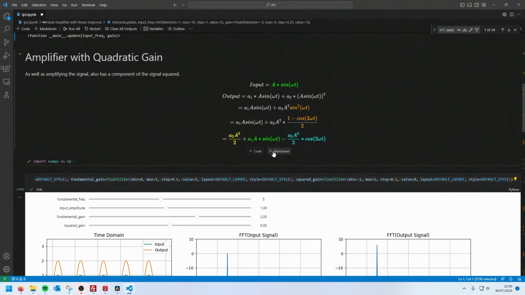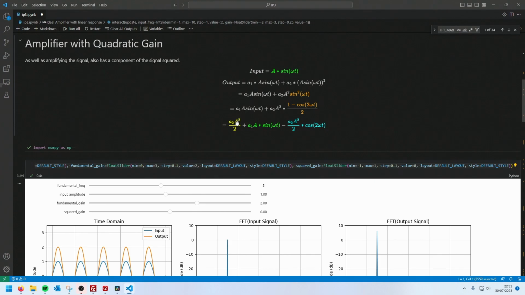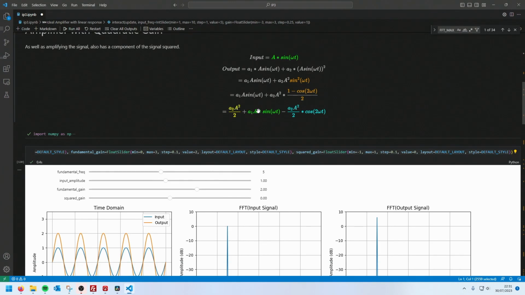Now, an important thing to note here is that both our DC term and our component at 2 omega scale as the input amplitude squared, so this capital A squared. So these are going to grow and shrink much, much faster than the actual wanted tone here. And in dB terms, if it grows as something squared, it'll grow twice as quickly in terms of dB.